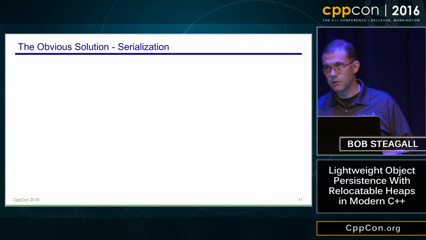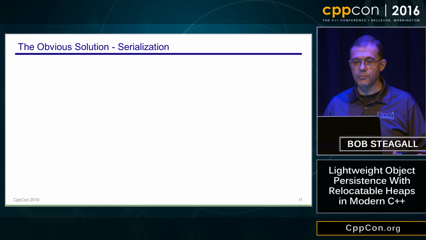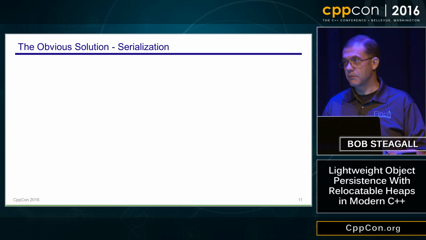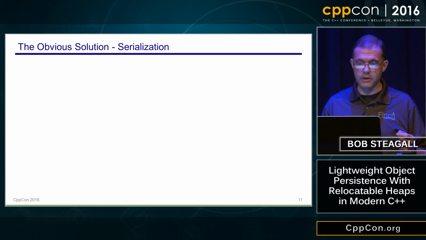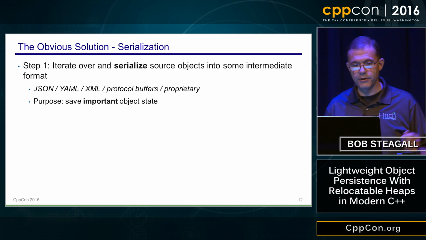Well, it goes without saying that we can turn to serialization. Wikipedia has a nice definition: the process of translating data structures or object state into a format that can be stored in a file or temporary buffer, or transmitted across a network connection and reconstructed later in the same or other computer environment. In many cases, this is a two-step process, as we all know.